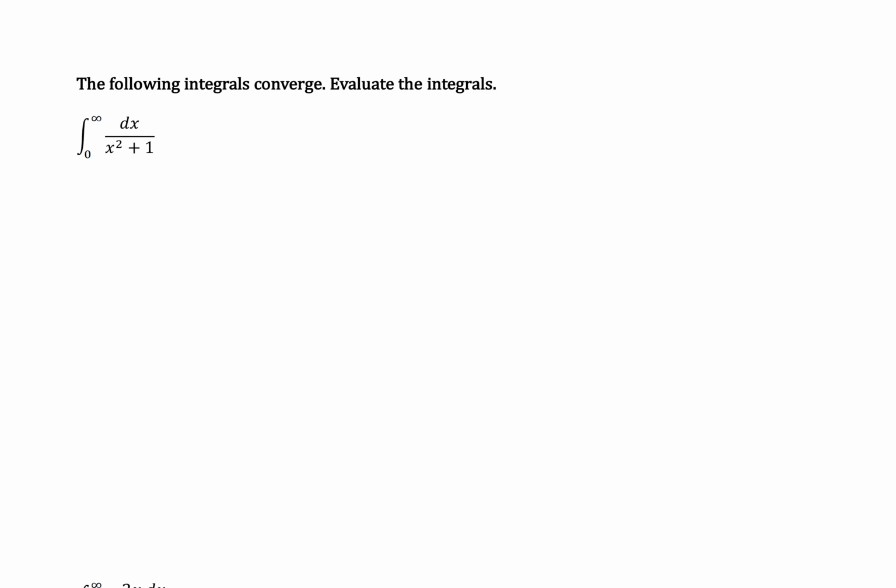So now I'm going to work through some examples. And with these, we're told in advance that the integrals do converge, and we just want to evaluate them. So the first one here, we're looking at the integral from 0 to infinity of dx over x squared plus 1. So what I'm going to do is take that upper bound of infinity, replace it with b, and then we're going to look at the limit as b approaches infinity.